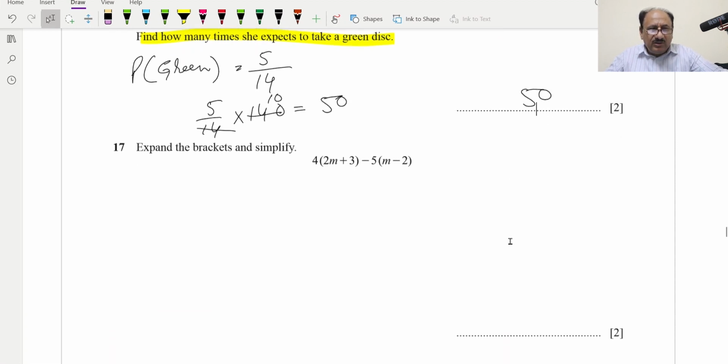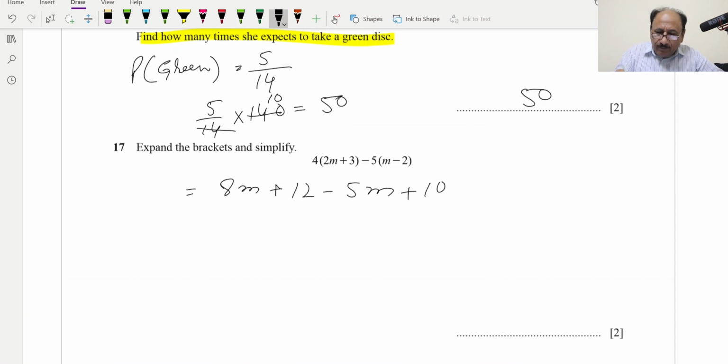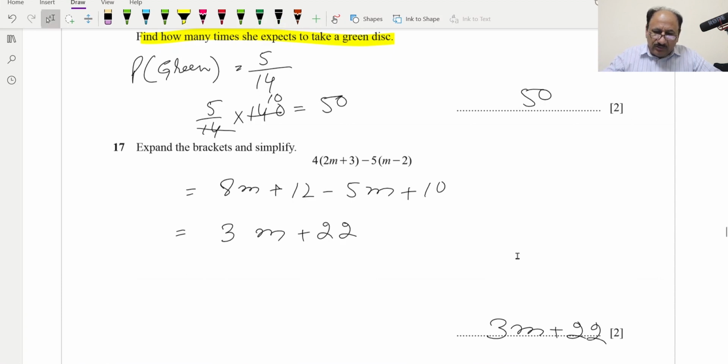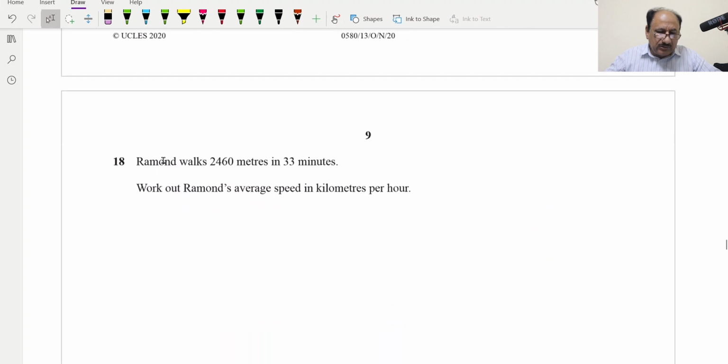Now question number 17 is: expand the brackets and simplify. So we will be opening the brackets. It will be 8m plus 12 minus 5m, and minus 5 into minus 2 will be plus 10. Now we can simplify this. 8m minus 5m will be 3m, and 12 plus 10 will be 22, so plus 22. So 3m plus 22 will be our answer. 2-mark question, very easy and straightforward.